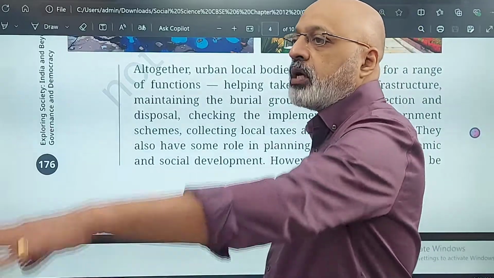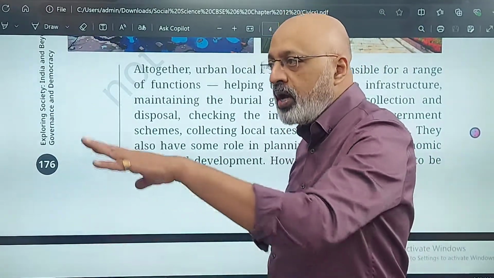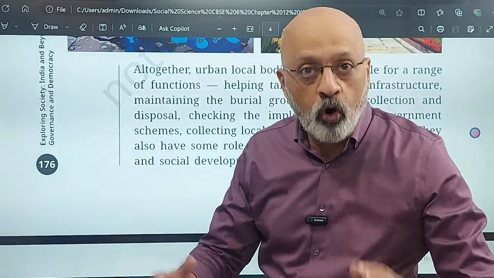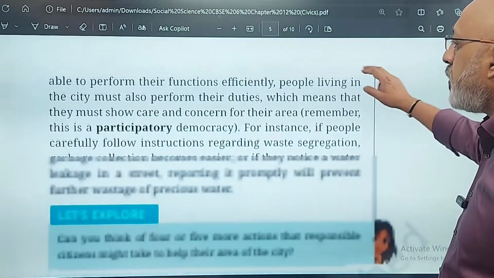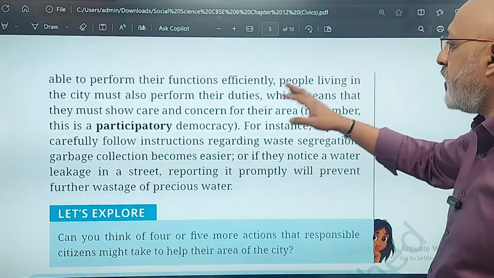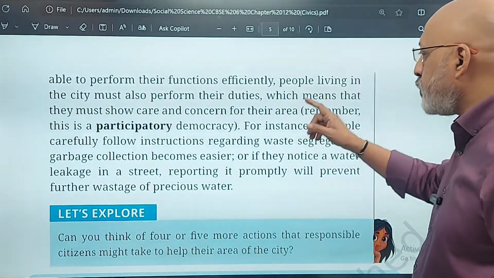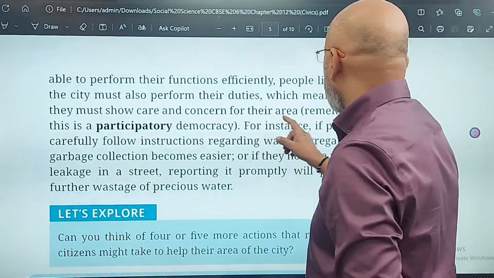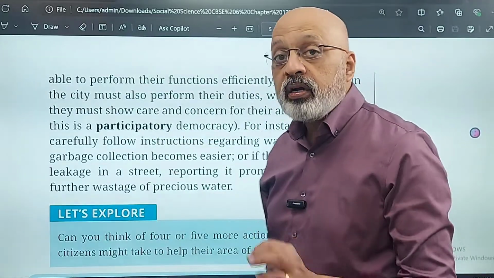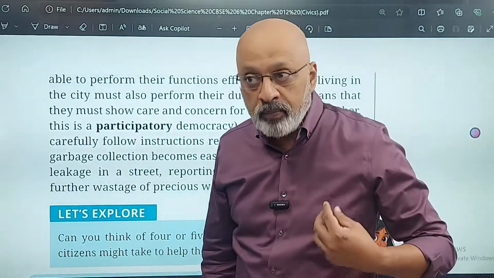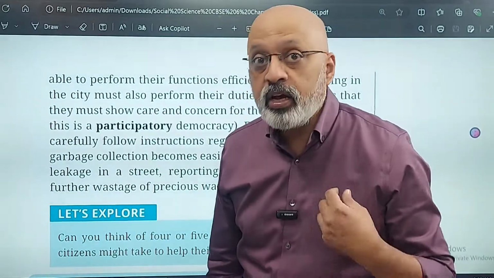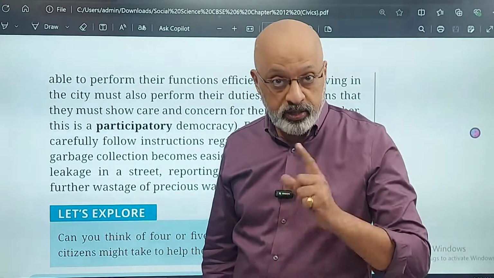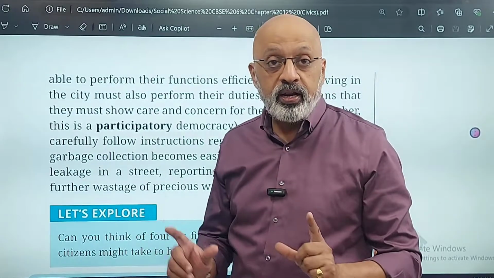It should not be that all the footpaths are blocked by some vendors. So you ensure that the footpaths are there for people to walk on instead of them walking on the road. Okay. However, for these bodies to be able to perform efficiently, people living in the city must also perform their duties, which means that they must show care and concern for their city. Remember, this is a participatory democracy. That hamare kuch adhikar hain, we have some rights, but hamari kuch zimmedari bhi hai. We also have some responsibility. Understood? I've said it in both Hindi and English.